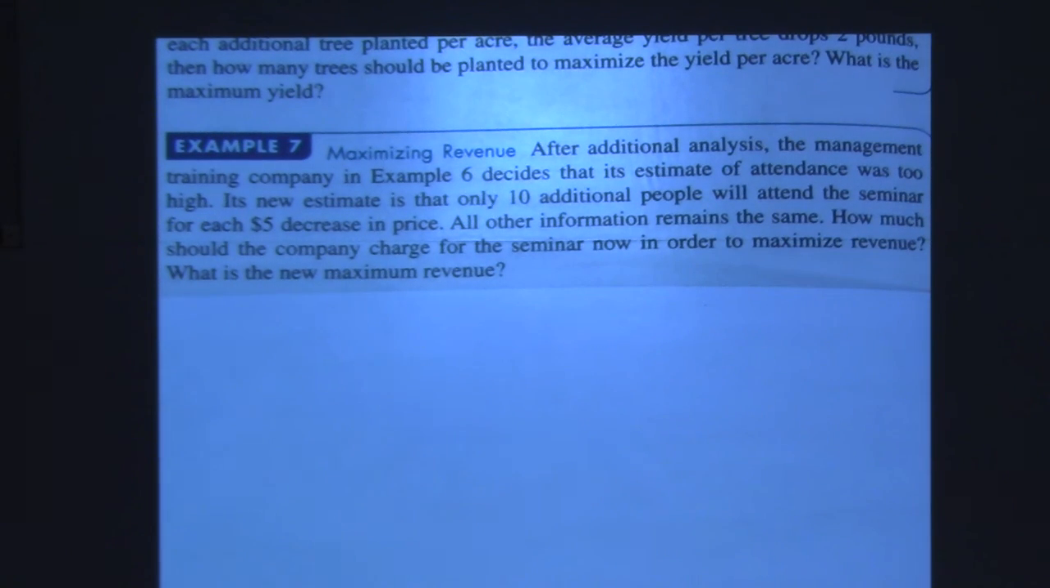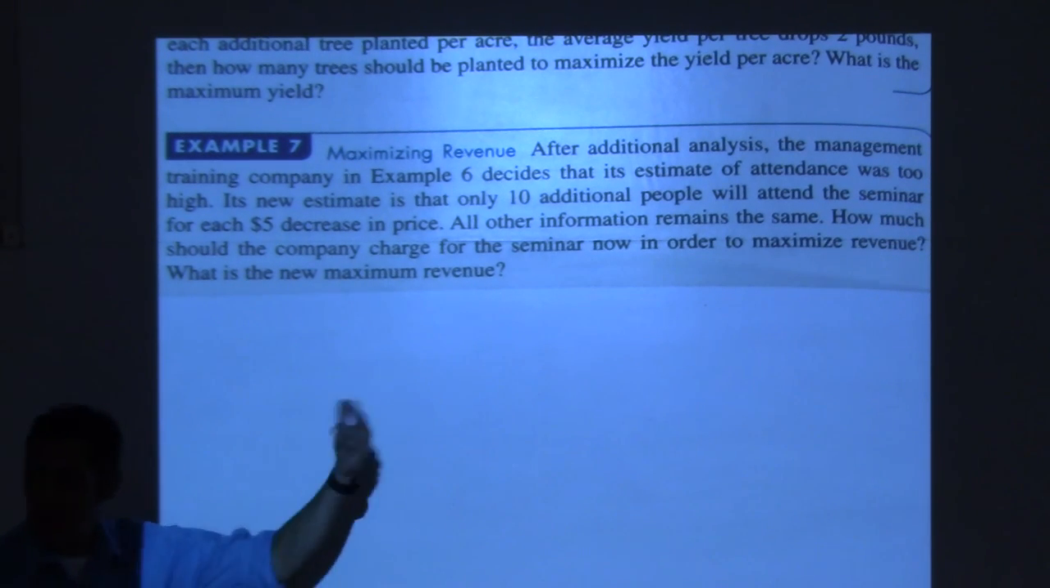So look at this. After additional analysis, the management training company in example 6, that was the one with the seminar, right, that we did, decides that its estimate of attendance was too high. Its new estimate is that only 10 additional people will attend the seminar for each $5 decrease in price. All of the other information stays the same.